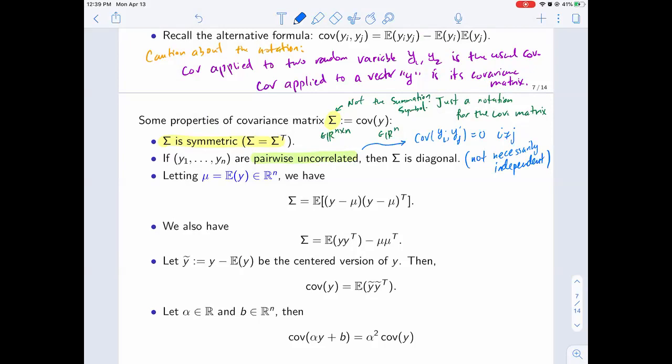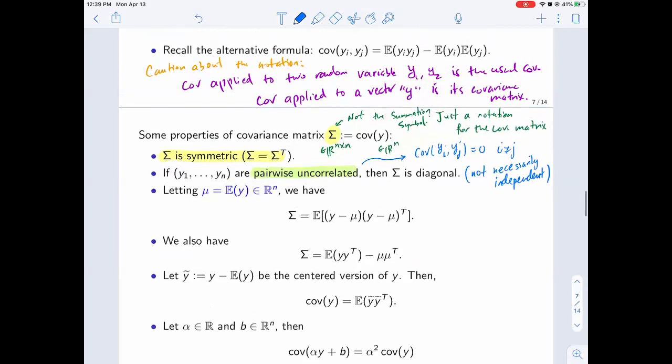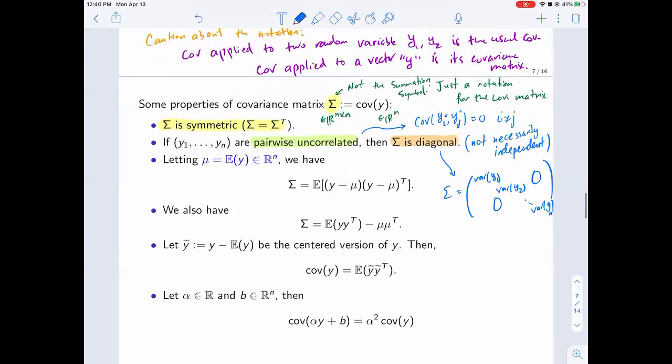So if they're pairwise uncorrelated, then the off-diagonal elements are all 0, and the result is that sigma is going to be diagonal. What are the diagonal elements of sigma? The variance of yi. So you get the variance of y1, variance of y2, up to the variance of yn, and the rest is 0. In that case, you would have a diagonal matrix.